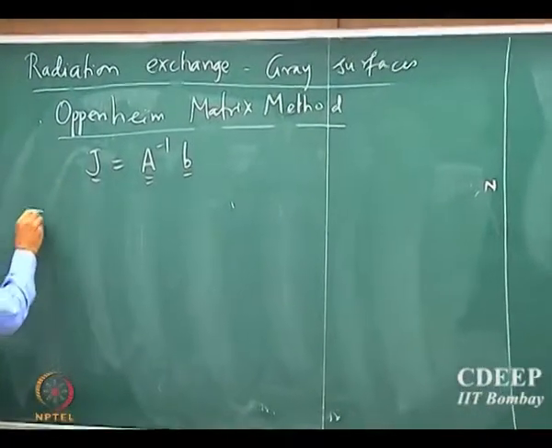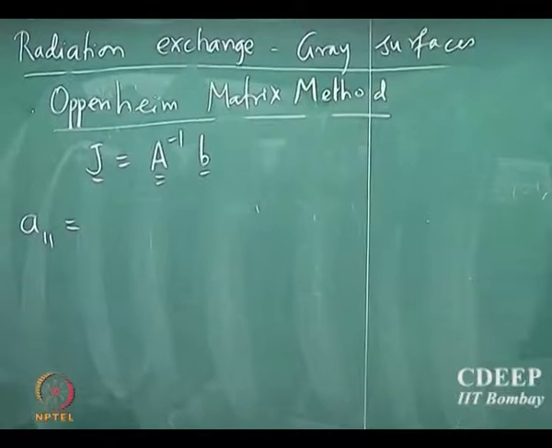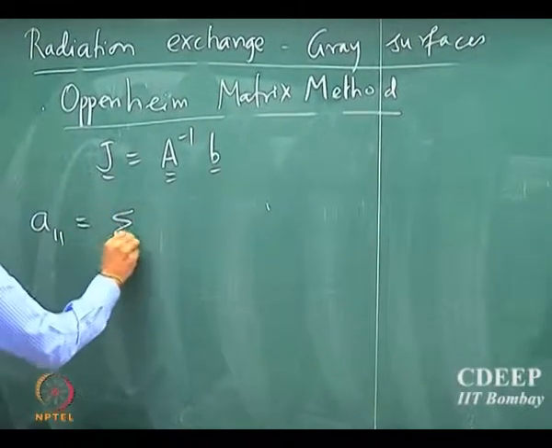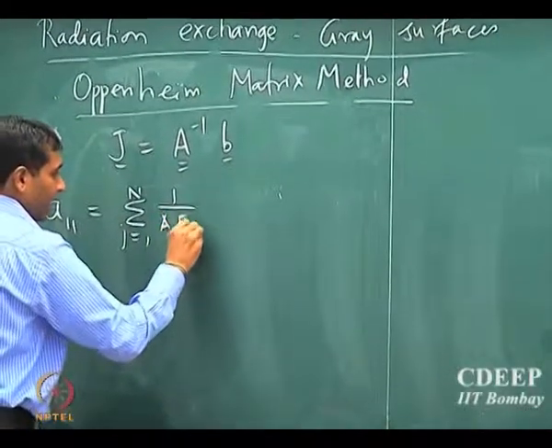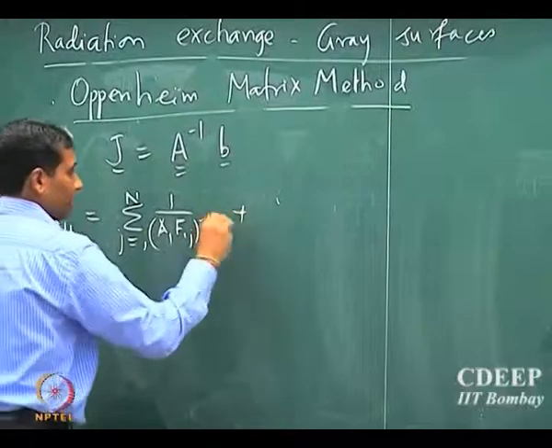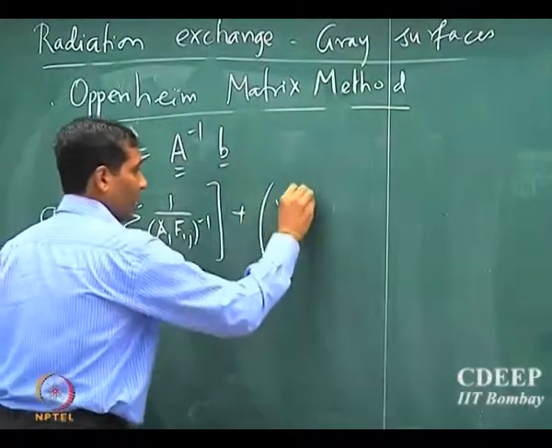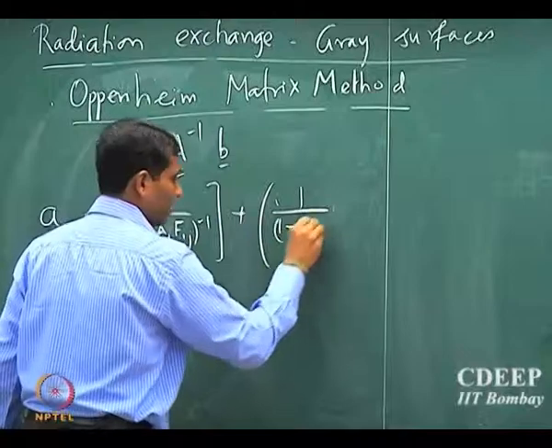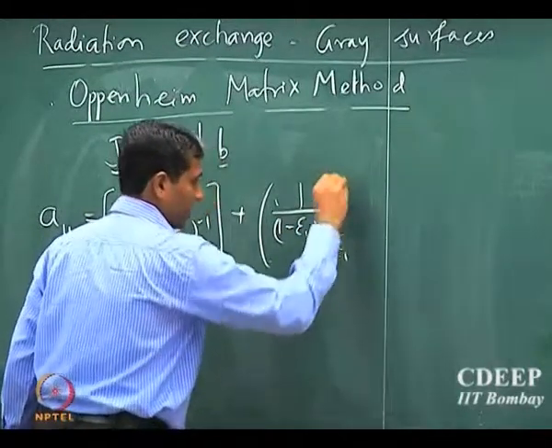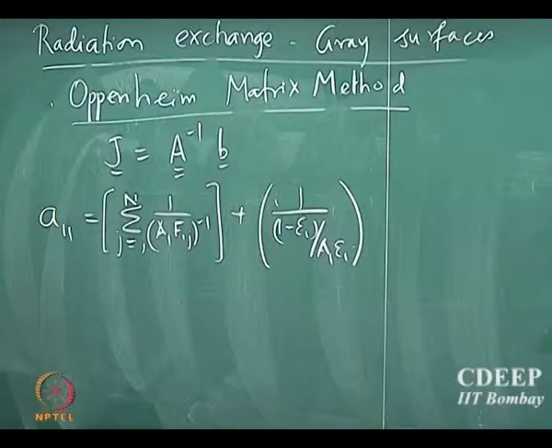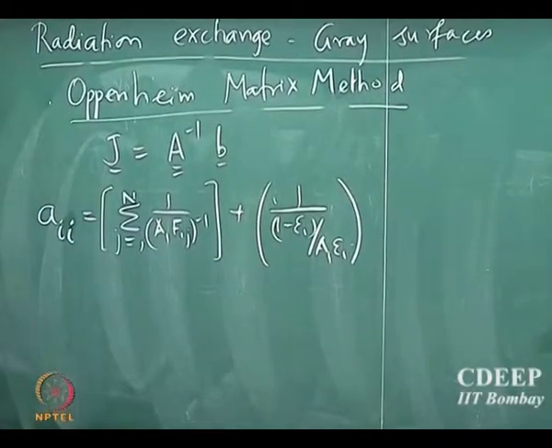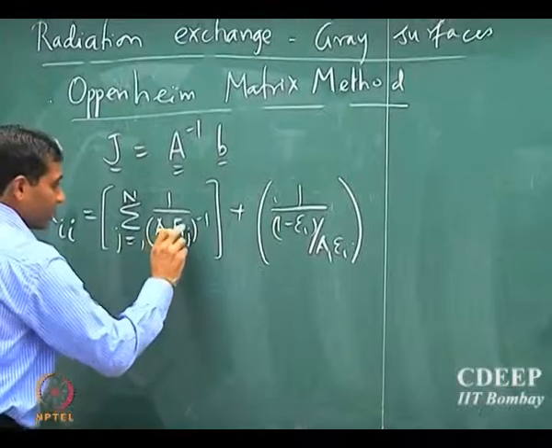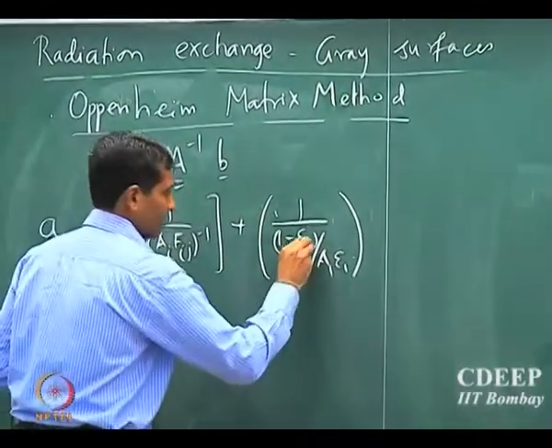So if I open up the A matrix, A11, the first element in the matrix will be sum over all j 1 by A1 F1j inverse plus 1 by 1 minus epsilon 1 divided by A1 epsilon 1, okay. So that will be the first term. So if I now want to find out the general diagonal term, Aii will simply be, I replace 1 with i, okay.